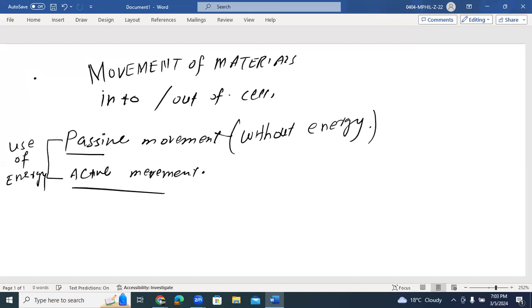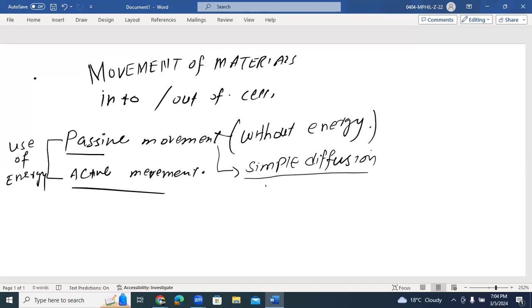Now we'll try to dig out what types of passive movements are in the cell. What is the first movement that comes to your mind, which is commonly taking place in the cell? That is simple diffusion. How will you define diffusion? I hope you have studied about this in your O levels. Diffusion is just the movement of molecules from higher concentration to lower concentration, or from higher gradient to lower gradient.